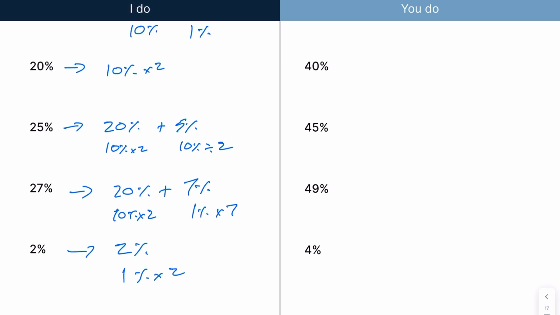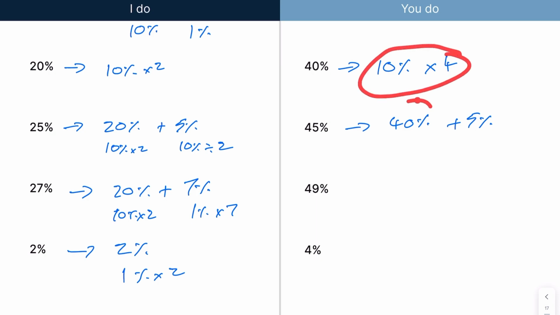Now, hopefully you've pressed pause and had a quick go at the examples on the right. And there are different ways you can do this. Again, 10% times it by 4. Here, I'd break it into 40% and 5%. And of course, 10% times 4 will give us the 40. And to find the 5%, you can just find 1% and times it by 5 if you want, or there'll be other ways you can do it as well.